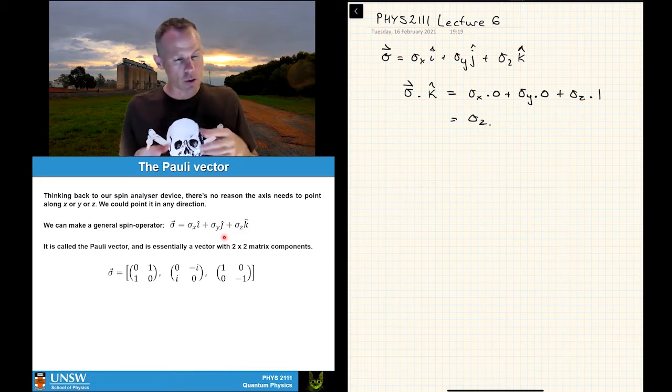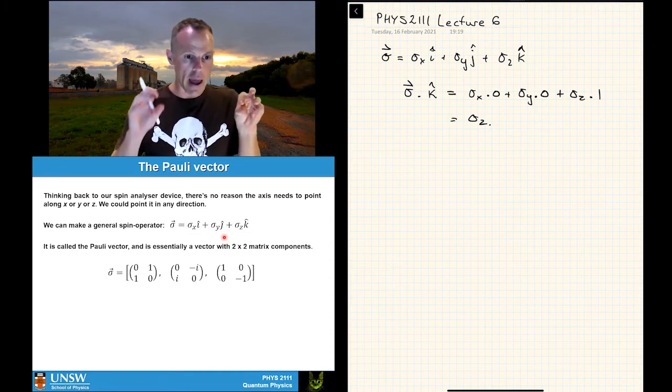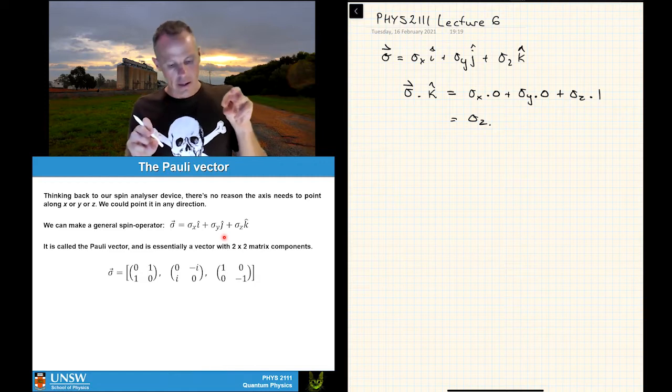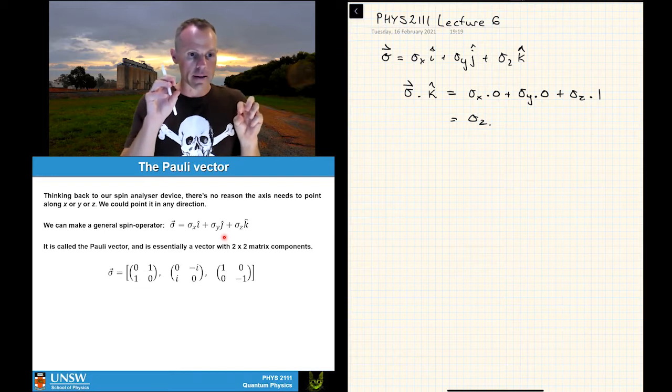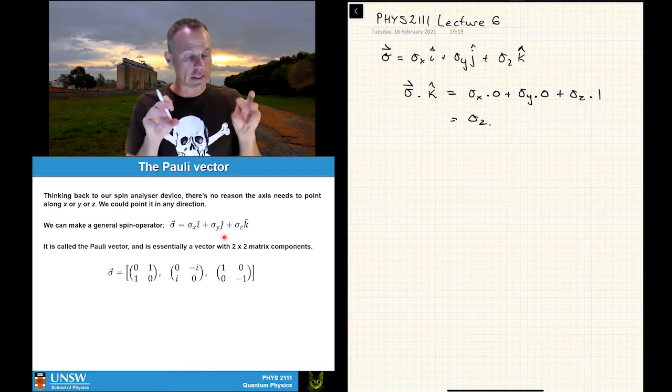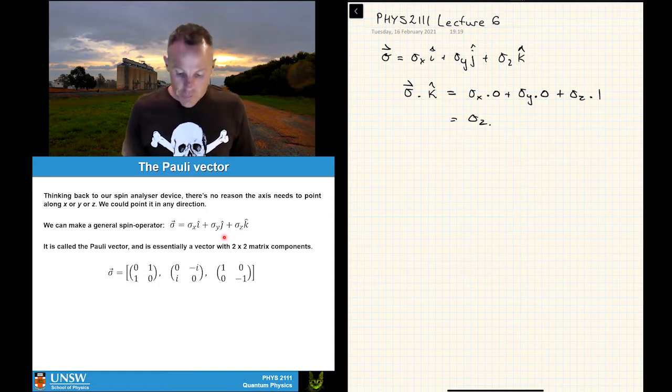And you can imagine I could do the same thing. I could take the dot product of my Pauli vector and j hat, and I would get sigma y. And I could take my dot product of my Pauli vector and i hat, and I would get sigma x, right? I can pick out any particular direction by taking a dot product.